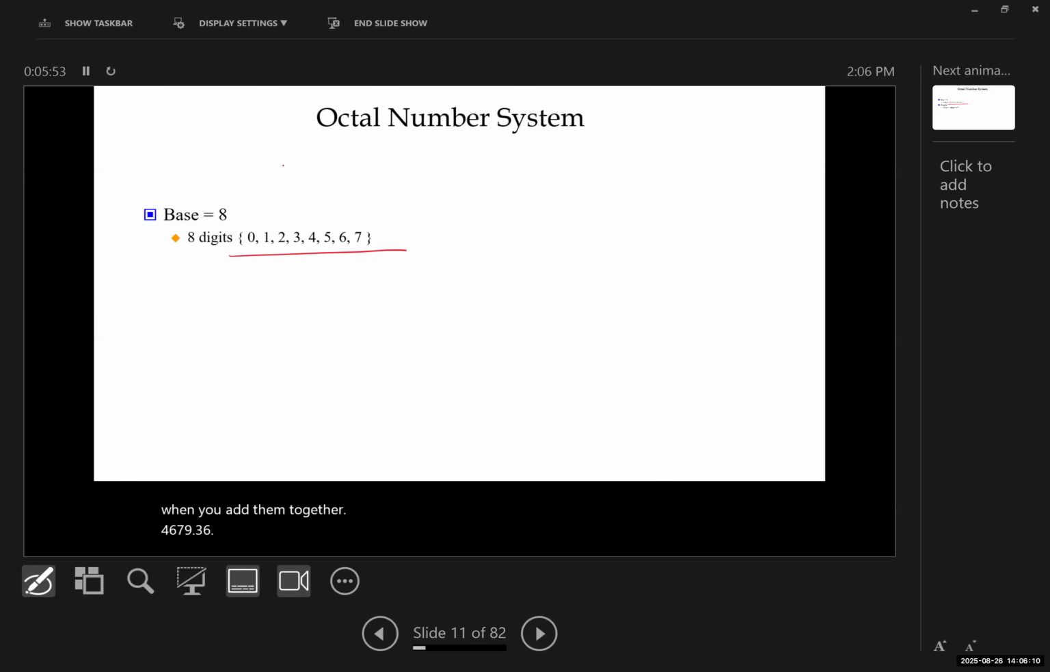Now let's do the base of 8. So we did the base of 10, which is decimal. You're all familiar with it. You learned it in elementary school. For different bases, like base 8, the digits are between 0 and 7. You have 8 digits, which are 0, 1, 2, 3, 4, 5, 6, and 7.